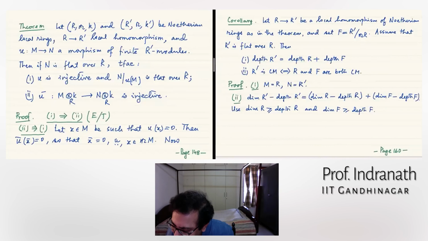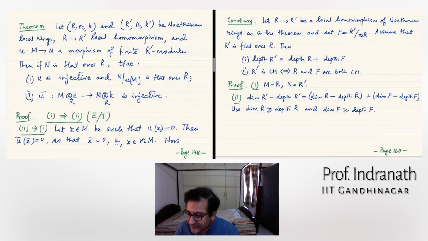So the corollary says that if I have a local homomorphism of Noetherian rings, and if this is the fiber, if you have the flatness of R dash over R, then you have this equality, which is now obvious if we prove that previous one. Okay, and then you have this very useful stuff that R dash is Cohen-Macaulay if and only if R and F are both Cohen-Macaulay. Okay, so therefore, under a flat extension, you have the Cohen-Macaulay if and only if Cohen-Macaulay, provided your fiber ring is also Cohen-Macaulay.